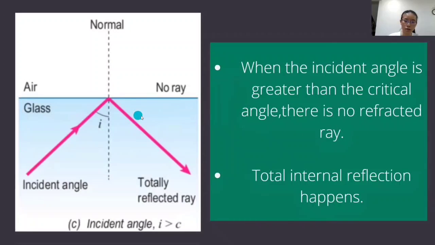Next one is when the incident angle is greater than the critical angle, there is no refracted ray. No refracted ray here, but total internal reflection happens. So we can see the totally reflected ray here.